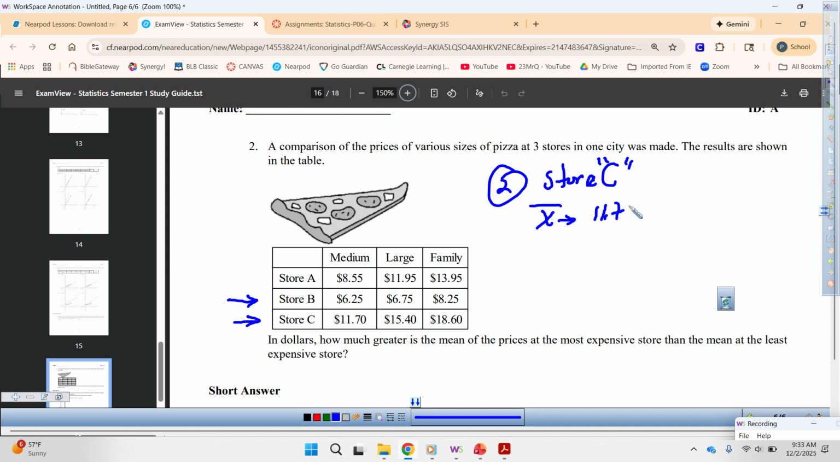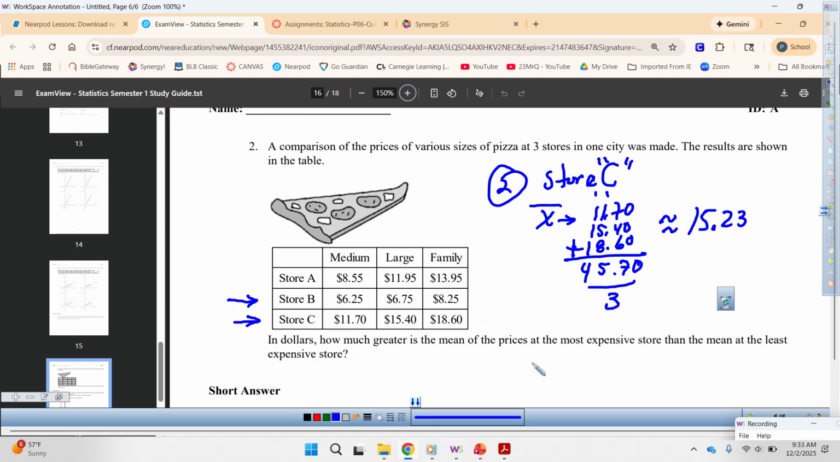So 11.7, 15.40, and 18.60. So that's 45.7, and we're going to divide by how many numbers? 3. So this is approximately 15.23. So that is store C.